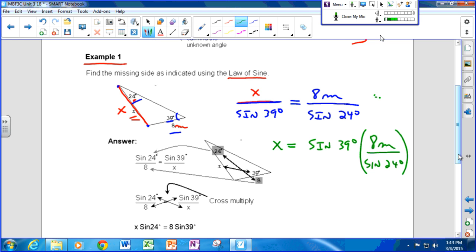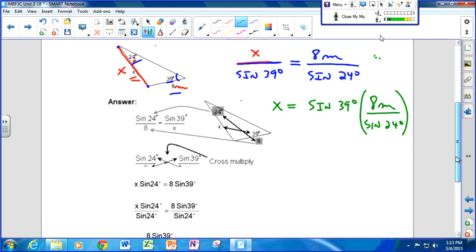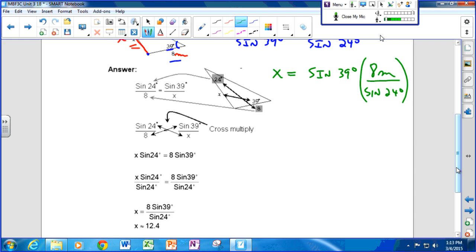You could write it up here. It really doesn't matter because the sine 39 degrees works out to a number. So it's just the same. It's putting a constant there. Okay. So you'll see that formatted in different ways. As a matter of fact, let's see, what do they do in the text here? Yeah, so they format it this way, right? Which is exactly the same thing.